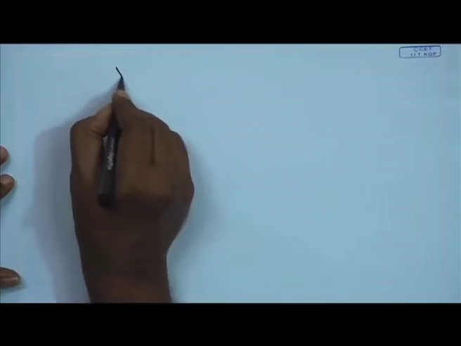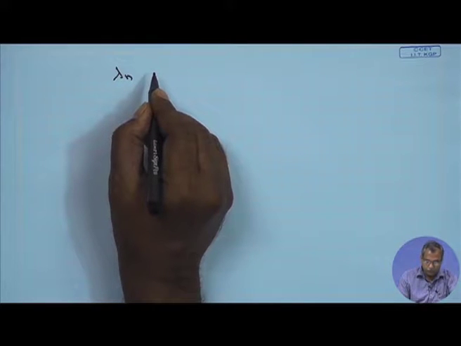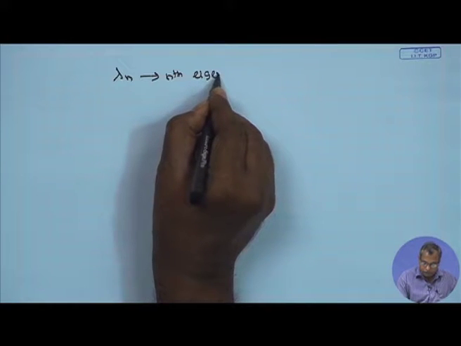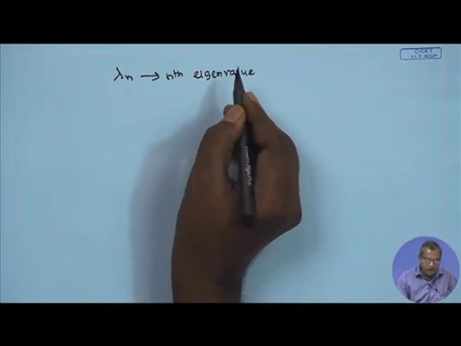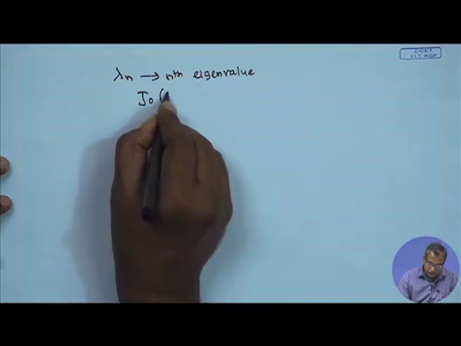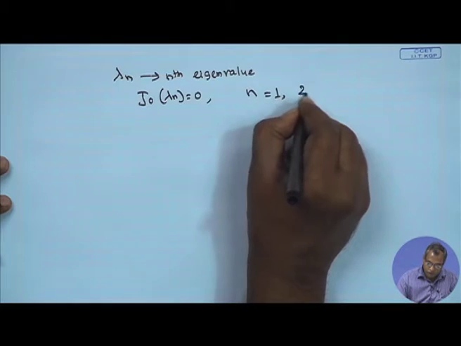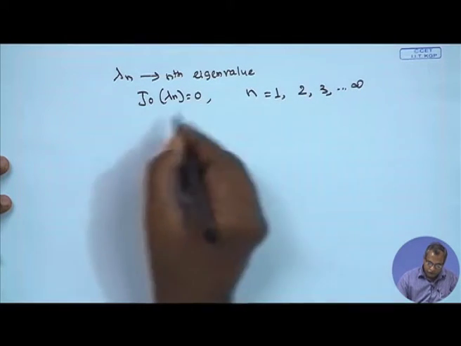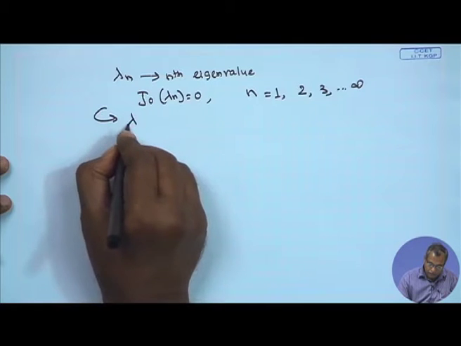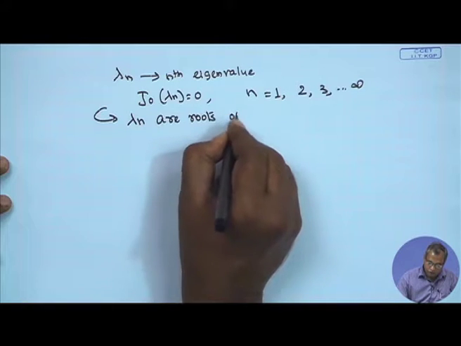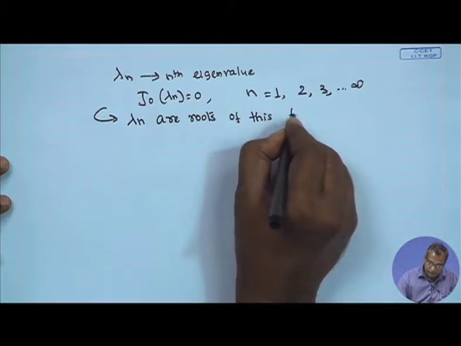So, there are an infinite number of eigenvalues to this particular problem, and we will be denoting them as lambda n. Lambda n corresponds to the nth eigenvalue, and we will be writing J0 lambda n is equal to 0, where the index n runs from 1, 2, 3 up to infinity. So, lambda n are the eigenvalues which are roots of this transcendental equation.